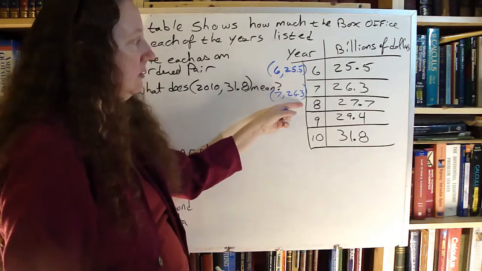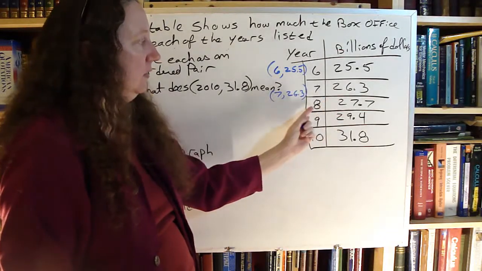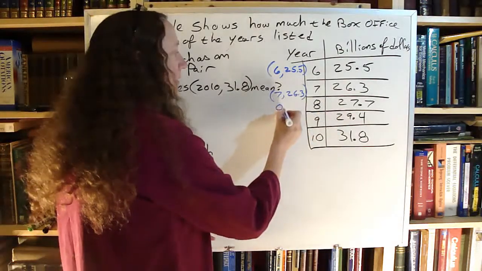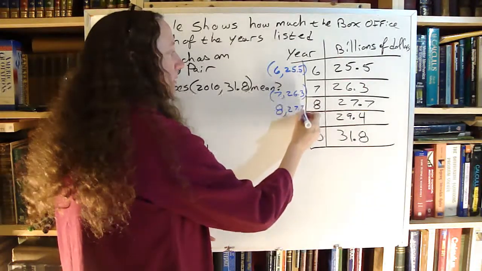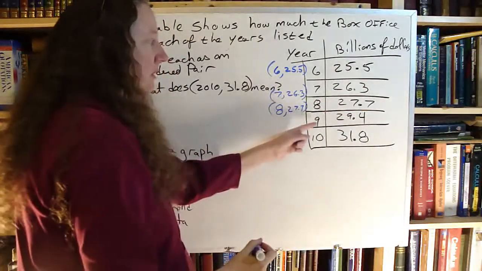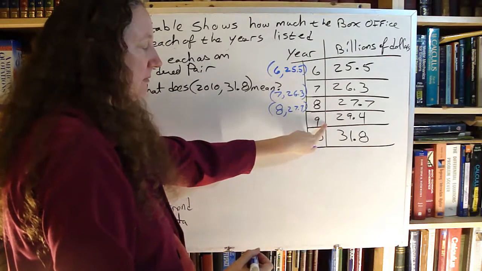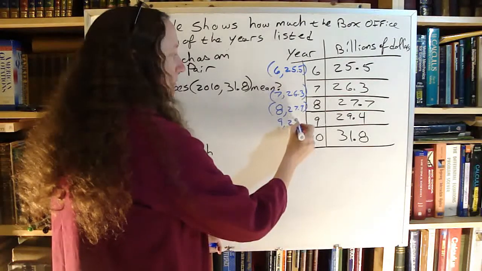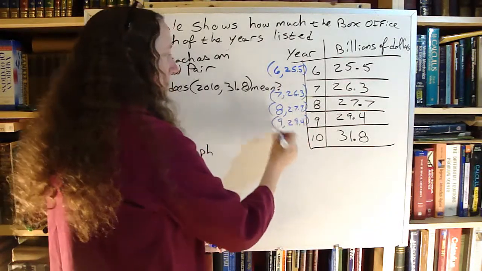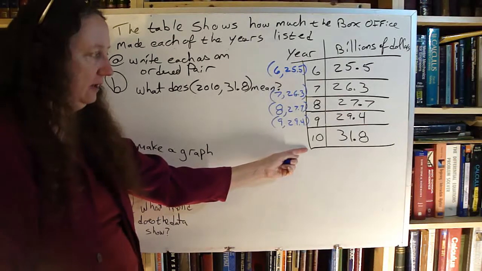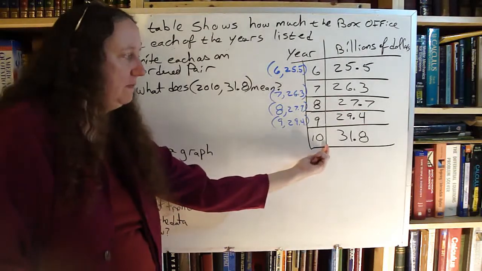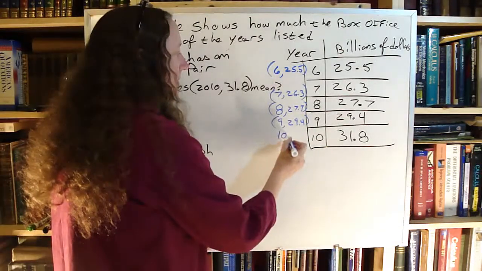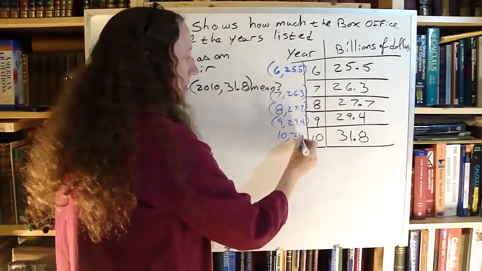So this one, there's the bar there, so it's 8, 27.7. This one has the bar there, so that becomes the comma. 9, 29.4. Last one, there's the bar separating them, so 10, 31.8.